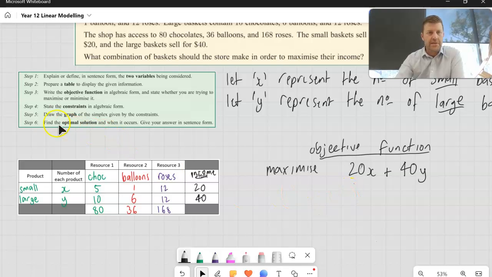Okay. Next, it asks us for step 4, to state the constraints in algebraic form. Here, remember, we are writing the inequalities that reflect the limited resources that both of these products are competing for. So the next one is step 4, constraints.